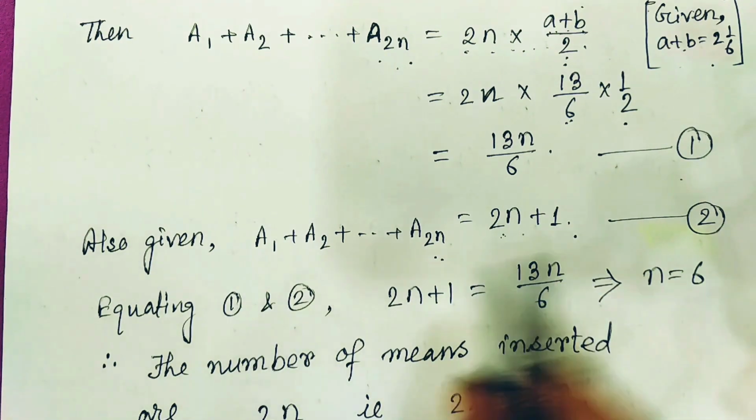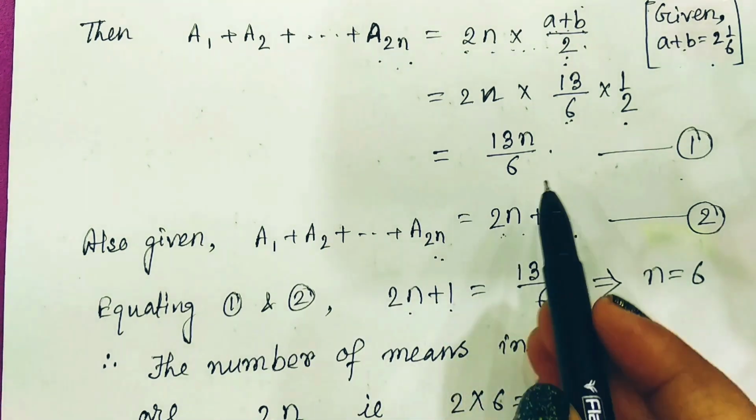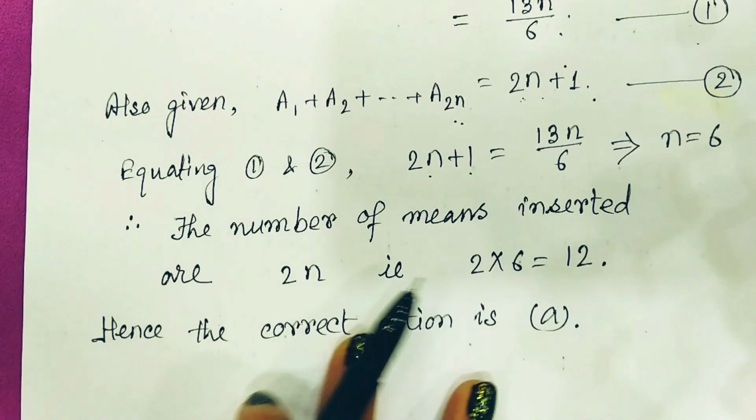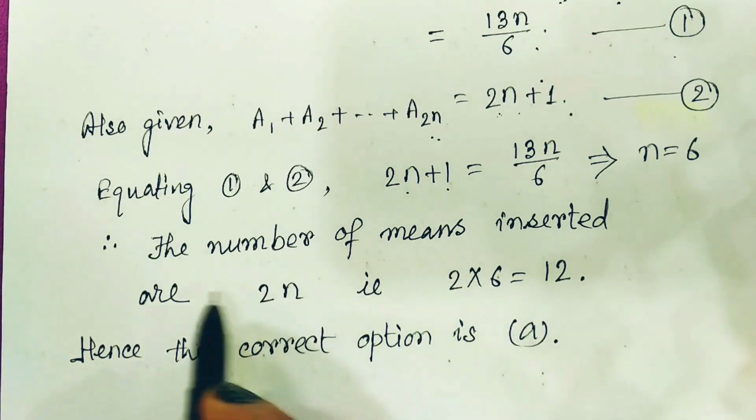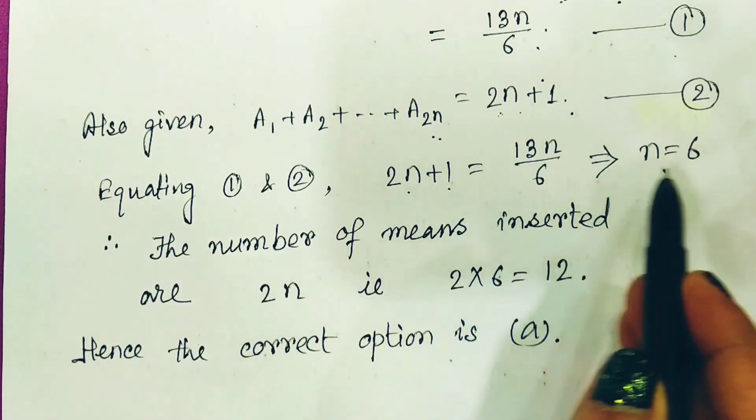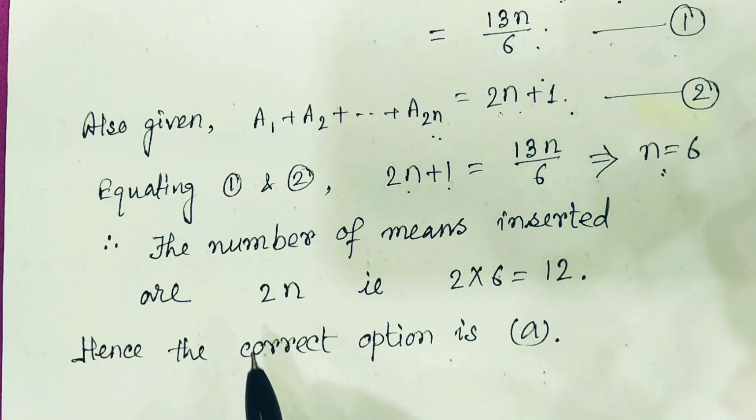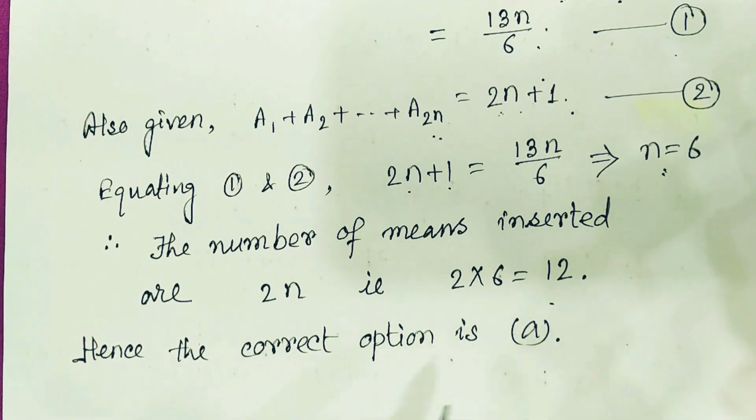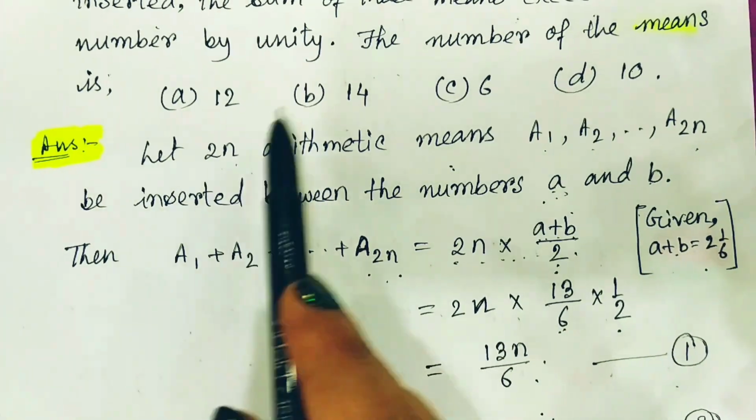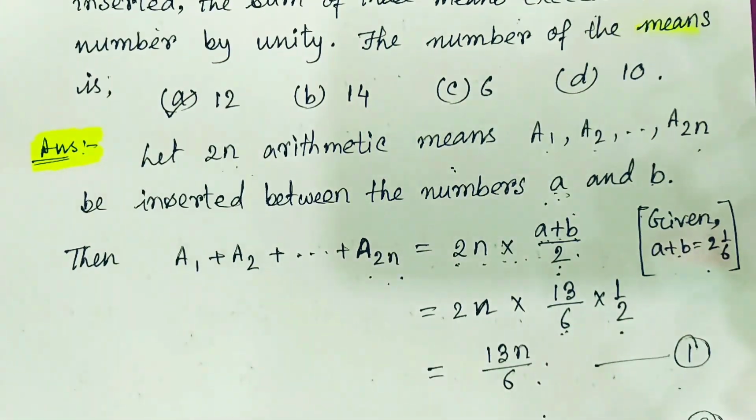Now equating equation number 1 and 2, we will find that 2n plus 1 should be equal to 13n/6. Now if we simplify, we will find n, the number of means inserted here, is 6 after calculation. So the total number of means which we have inserted is 2n. So the number is 12. Hence the correct option is A, because just look at the options. The options are 12, 14, 6 and 10. So the correct option is A. So this is our answer.